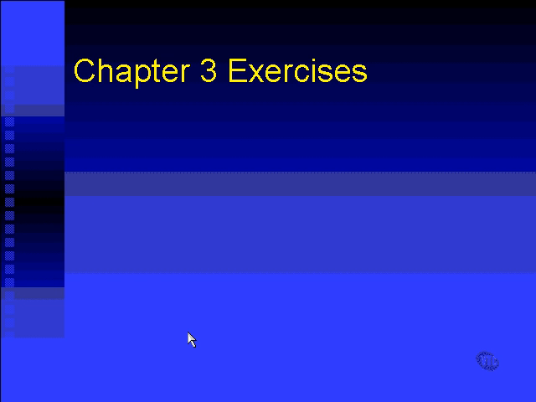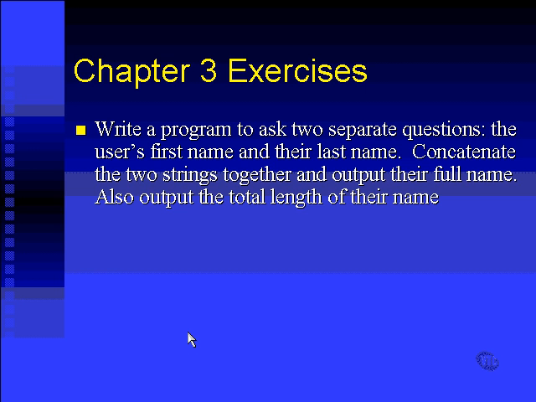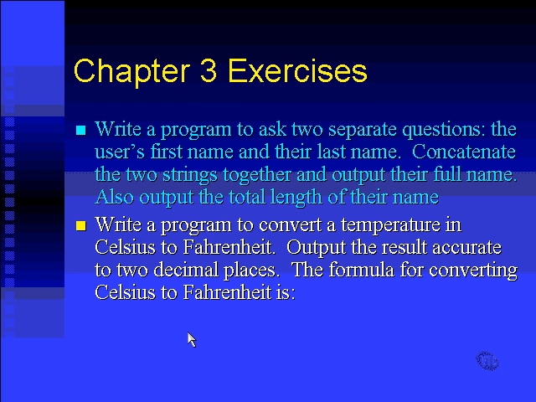The first exercise: write a program that asks the user two separate questions. Their first name and their last name. I want that to be two separate scanfs. Then, when both names are read in, I want the program to join them together. Produce the user's full name. Make sure you put a space between their names. Output the total name, and also output the length of that name, the number of characters in their name, including the space.